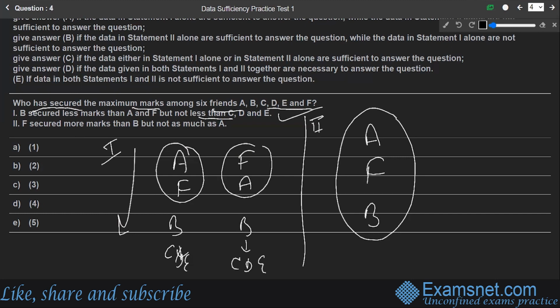But if we combine both statements, first and second, yes, a chart can be created. The only confusion in the first one was who is at the highest rank, either A or F, which has been cleared in statement number 2 when it said A is on the higher side of F. So obviously the highest marks have been scored by A, and we could get this only when we combined both statements together. So obviously the answer is option D. Both statements together can answer the question, which is available in option 4.